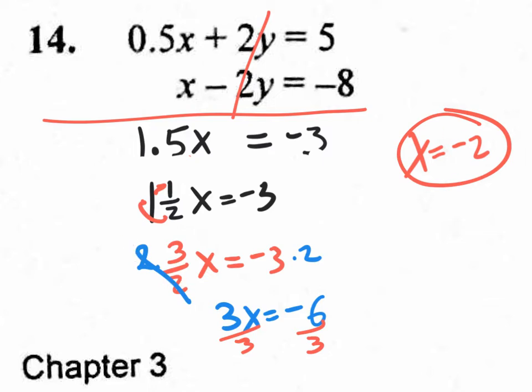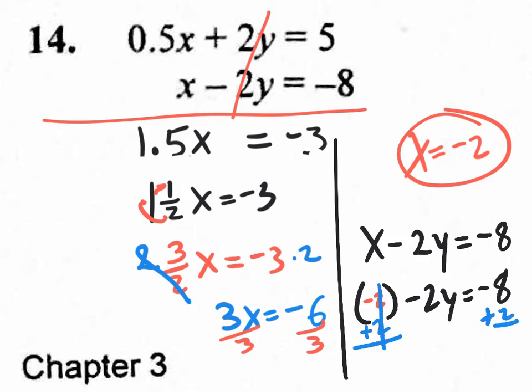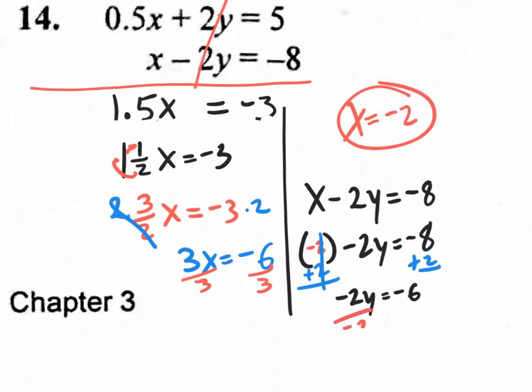Anyways, we have one answer. Let's find the other. Let's plug it back in. I'm going to plug it into the bottom equation. The bottom equation reads exactly this: x minus 2y equals negative 8. I'm going to replace my x with parentheses and plug in that negative 2 value. And I don't even need the parentheses because there's nothing to multiply it by. It's just negative 2 minus 2y equals negative 8. So let's get rid of the minus 2 by adding 2 and adding 2. I will end up with negative 2y equals negative 6. So my final step would be to divide by negative 2. And divide by negative 2, we'll get y equals positive 3.